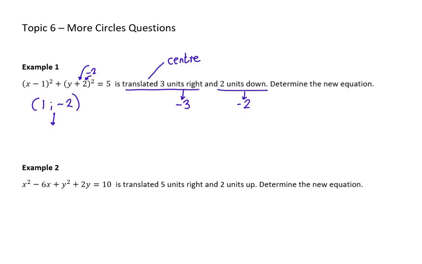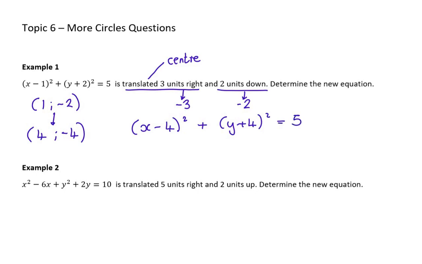Let us take the center of the circle. If we translate 1, 3 units right, that goes to 4. If we translate negative 2, 2 units down, that's negative 4. So you'll notice it isn't a minus 2. Just be very careful. This is happening because the signs inside the brackets are opposite to what the circle center is. So always find the circle center and then put it back in the equation. Otherwise it leads to all sorts of problems. And so that is my new equation.